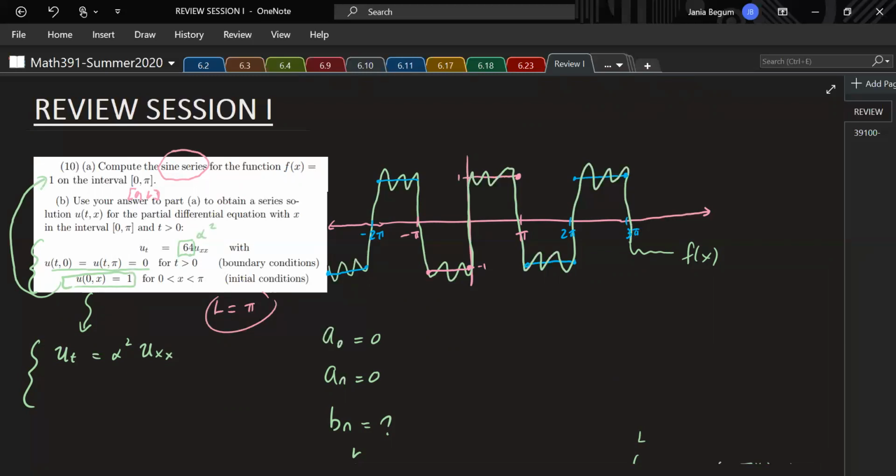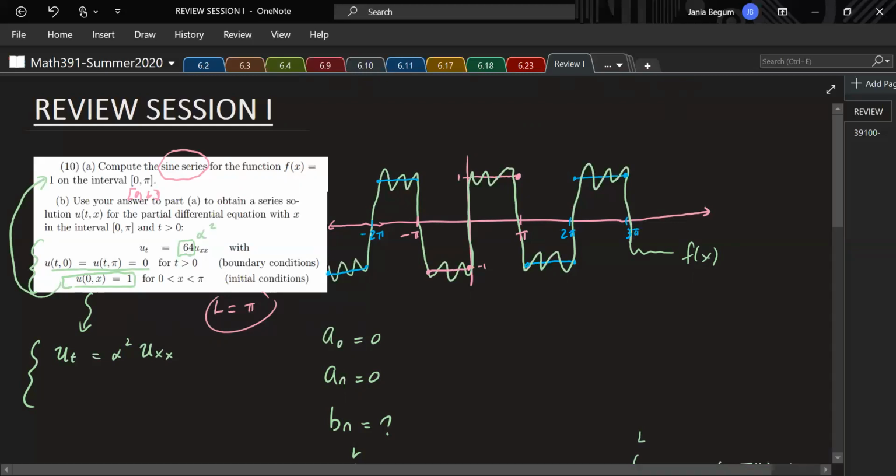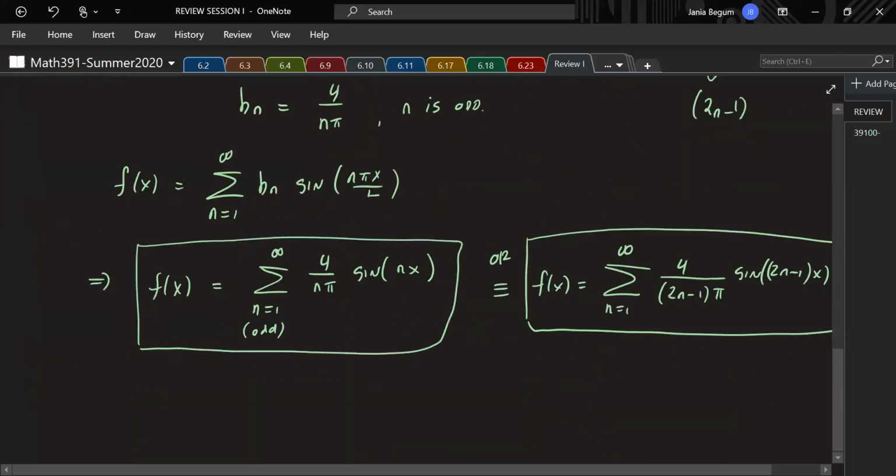So the only unknowns we have are L, which we know from part A, same as part B, pi, and we have to figure out what alpha square is. So from this question, alpha square is 64. And then we already know Bn, that's from, again, part A. So we just fill everything into our solution.